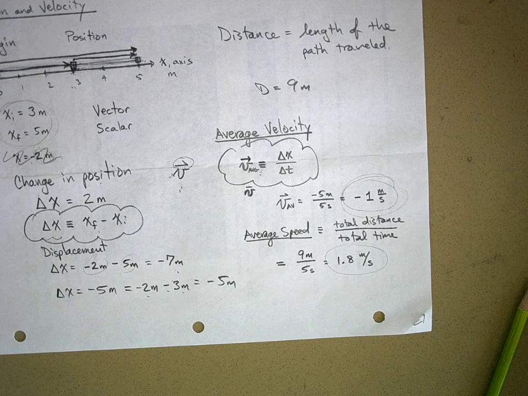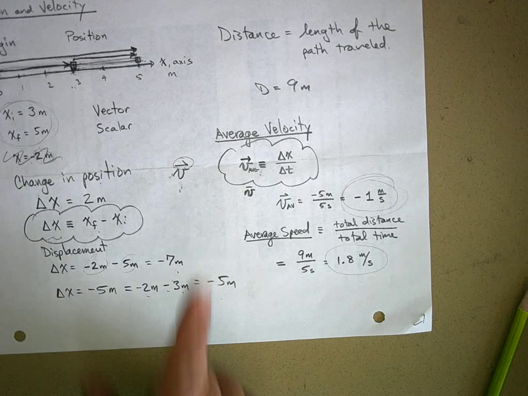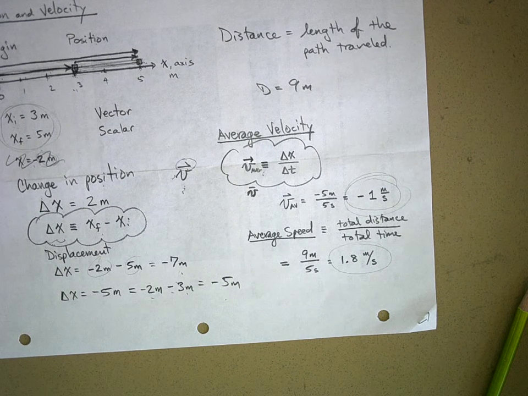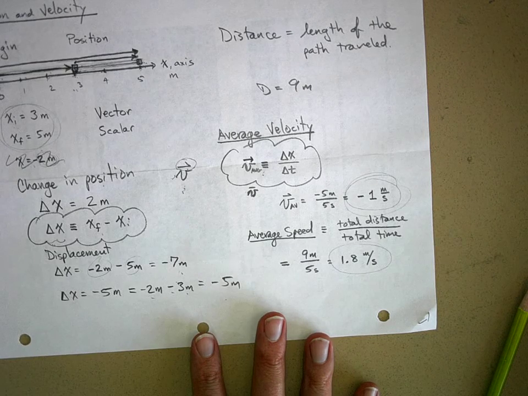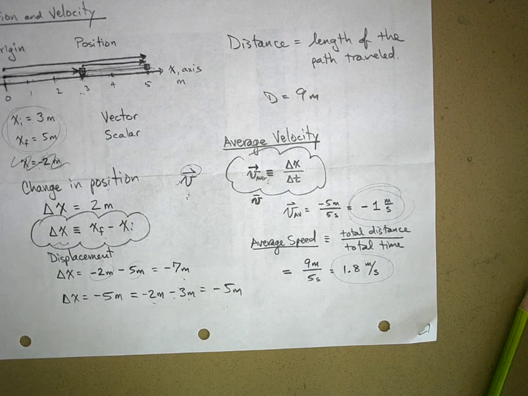So whether you use average speed or average velocity, whether you use distance or displacement, it depends on what the situation is. You have to understand what these things mean in order to use them properly. Okay.